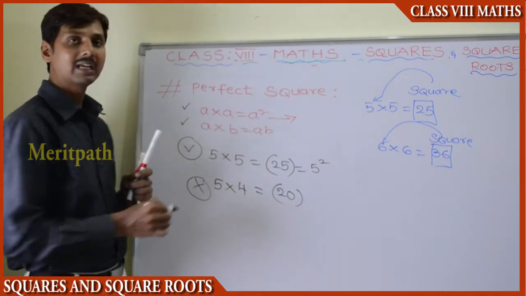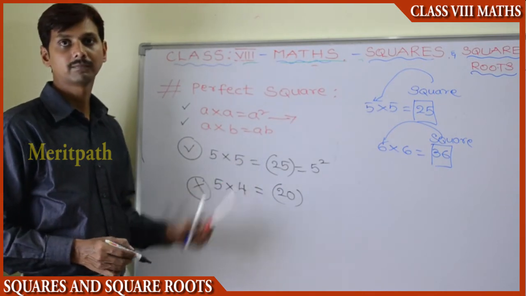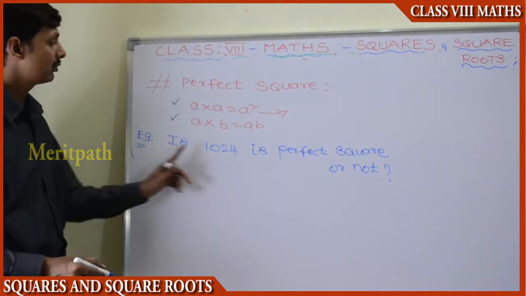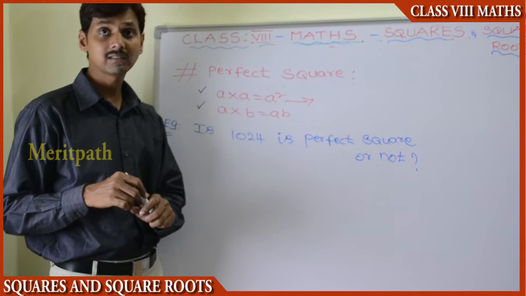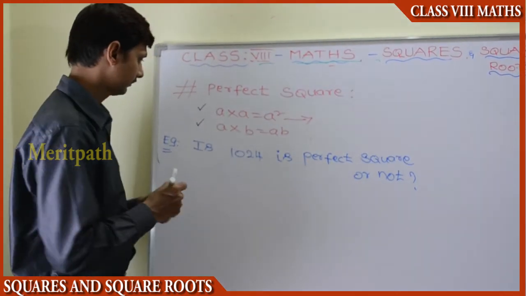A into b, that is ab, is not a perfect square. So we need to find out: is 1024 a perfect square or not? Let's take this 1024 and do prime factorization.